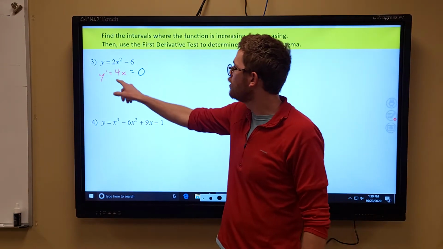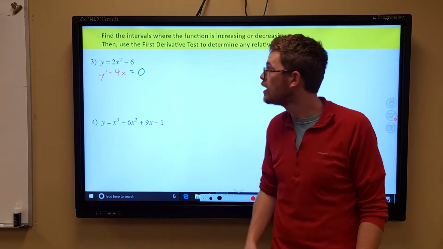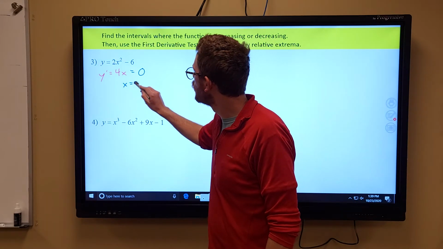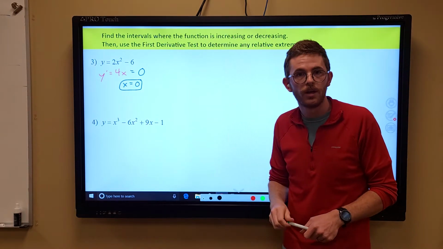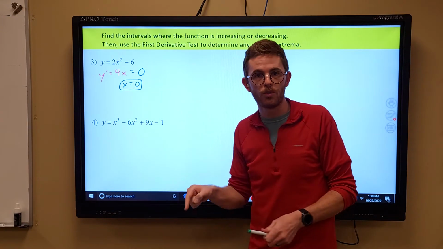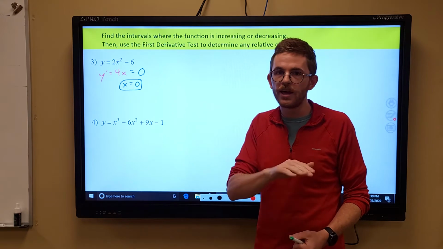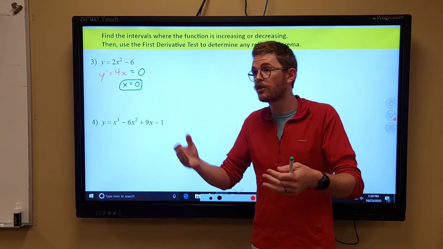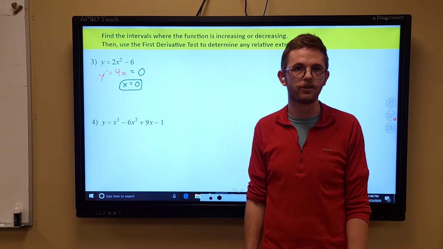So judging by our derivative, it is a linear function. A linear function always exists. So we're simply going to set it equal to 0, and when we solve this, we have one critical value at x equals 0. What that is saying is that our derivative equals 0 right here. A 0 slope is a horizontal tangent, and we know a horizontal tangent is a place where our function could change direction from increasing to decreasing or vice versa.